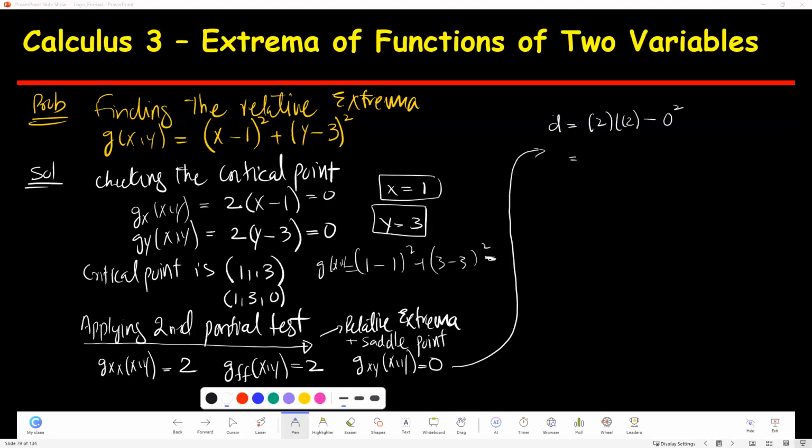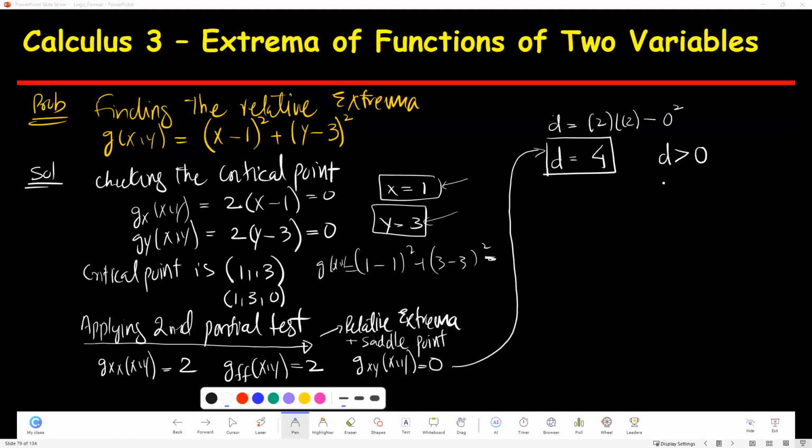Right? Really, I don't need to substitute the critical point value. And to be honest, at this point the critical point has no meaning really, because critical points are just a point. I don't need them in this case because my function does not even have any variable left when I do my second partial derivatives. So 2 times 2 minus 0 squared is going to be 4. So my discriminant D comes out to be 4. So D is bigger than 0.